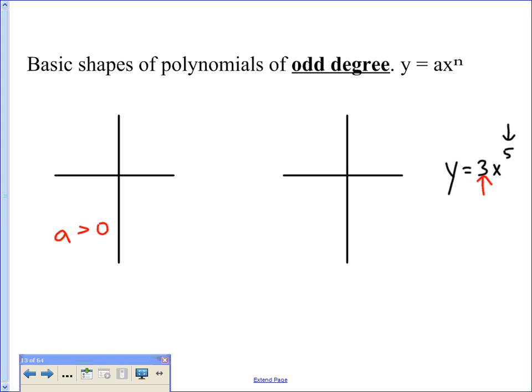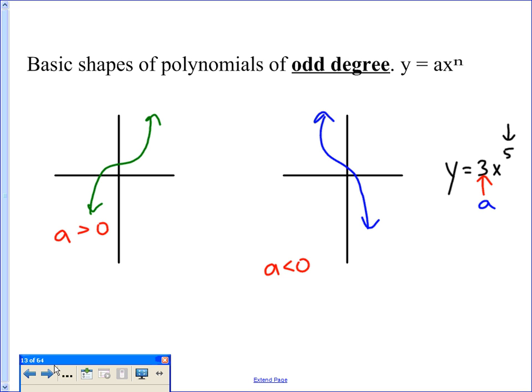If a is greater than 0, then the shape of the graph is going to look sort of like this. And in addition to that, if a is less than 0, then the shape of my graph is going to look more like this. You can think of the a very much like you think of the slope of a linear equation. If a is greater than 0, then we're rising from left to right, whereas if a is less than 0, then we are going down as you move from left to right.